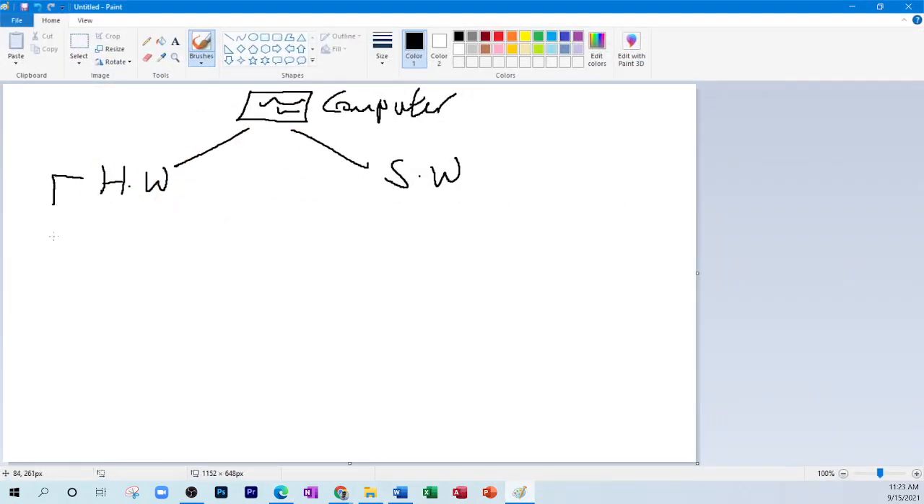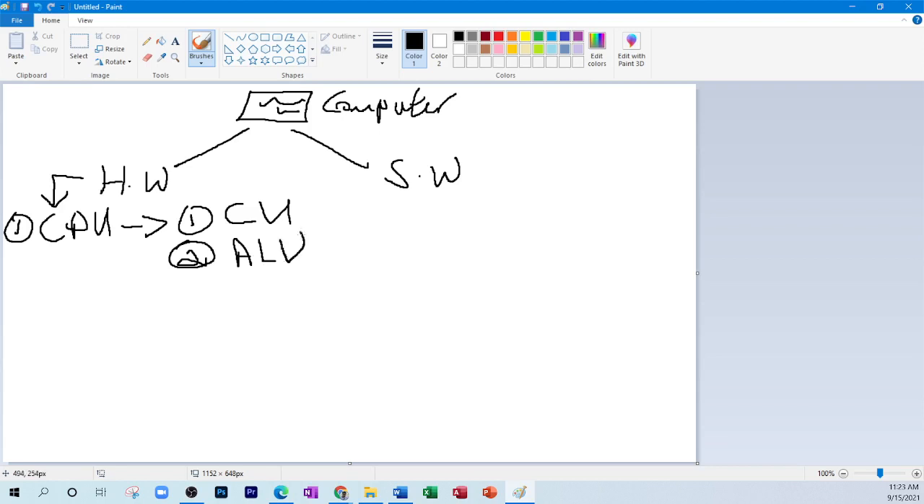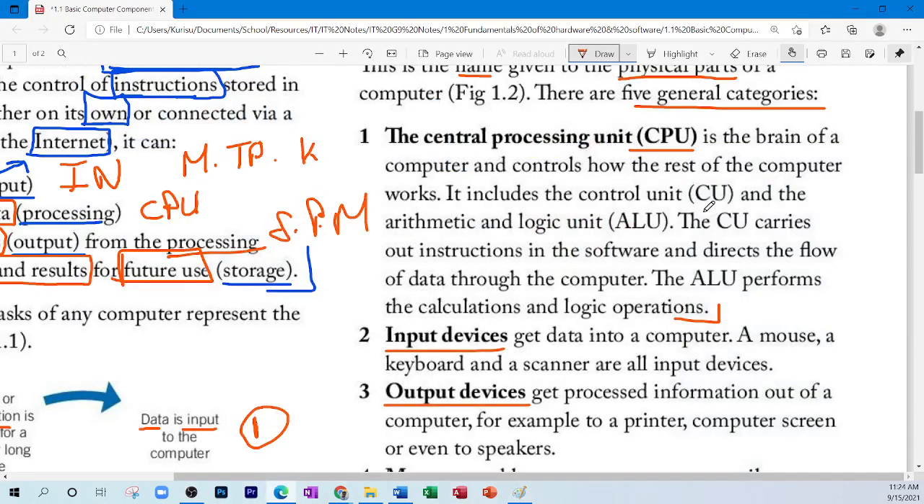So if we come down here, our first category is going to be our CPU, and the CPU is further broken down into the CU and the ALU. I'm going to give you guys a second to write that. So we're looking at the hardware side for now. The first category of hardware is your CPU, and then that CPU is broken down into the CU and the ALU. So what are those two parts?